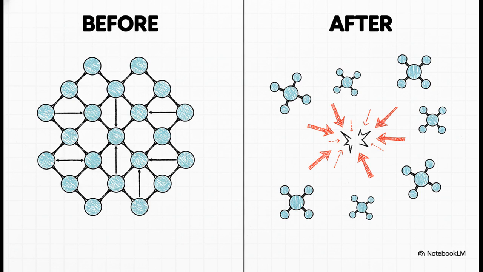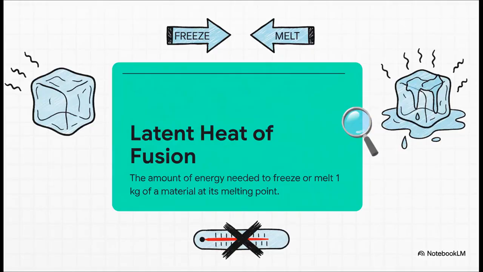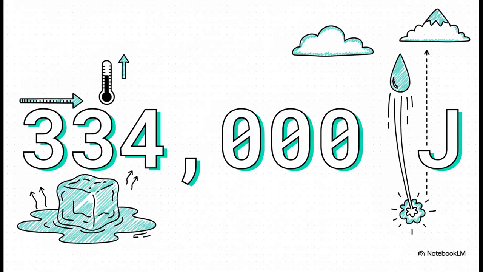It's turning the solid into a liquid. This hidden energy has a special name: specific latent heat. Latent literally means hidden, which is perfect because it doesn't show up on a thermometer. The specific latent heat of fusion is the precise amount of energy it takes to melt 1 kilogram of a substance. And for water, that number is staggering.